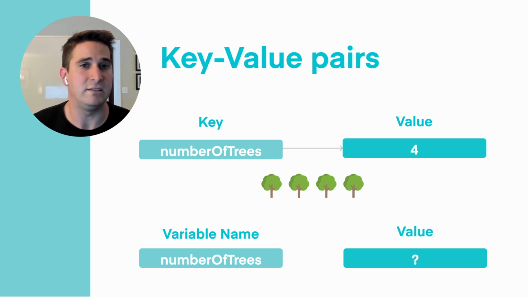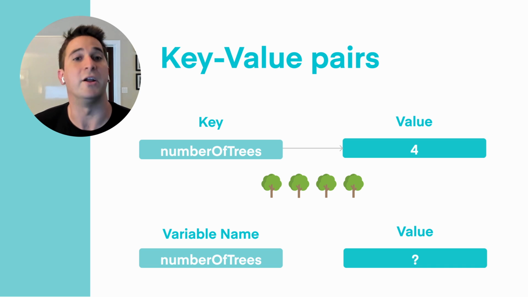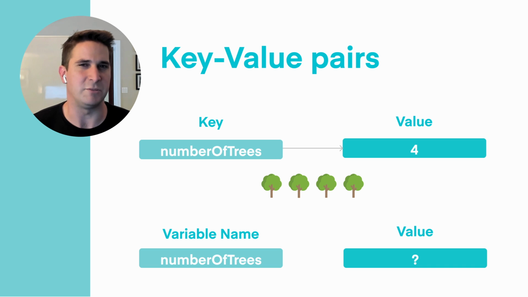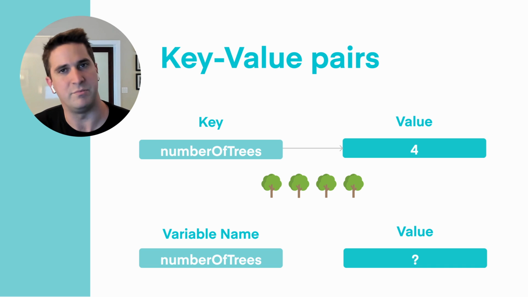When you have lots of keys, it's important to make sure that they're paired up with some value, and that's kind of the difference between a variable. You can declare a variable, but a key value pair needs to have both together.